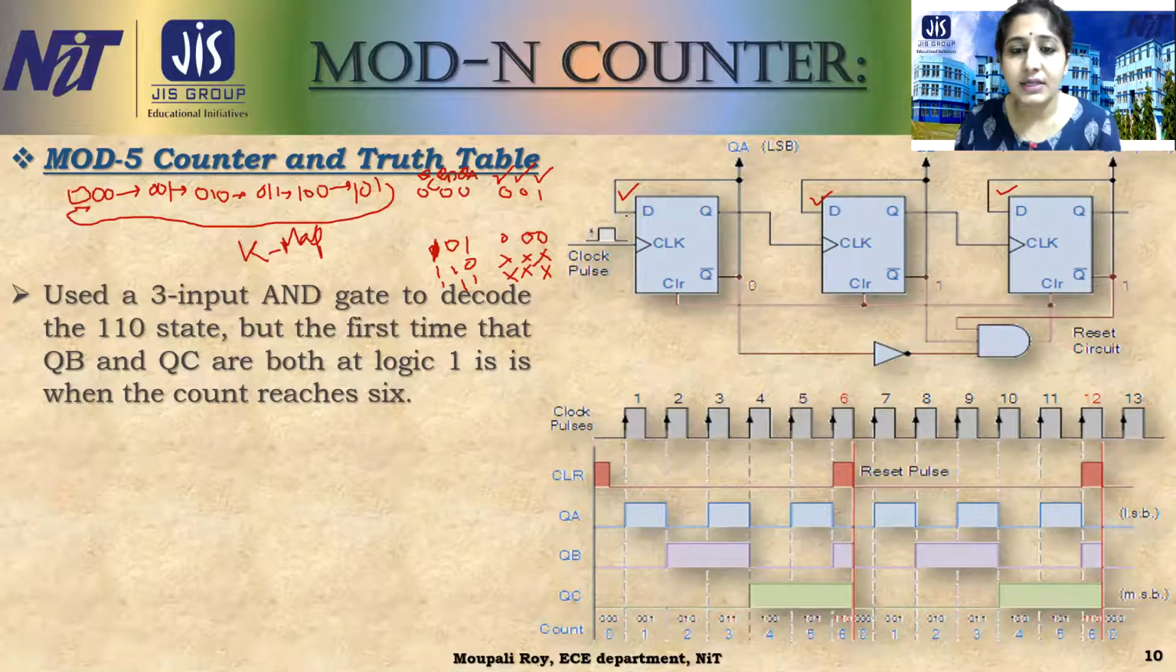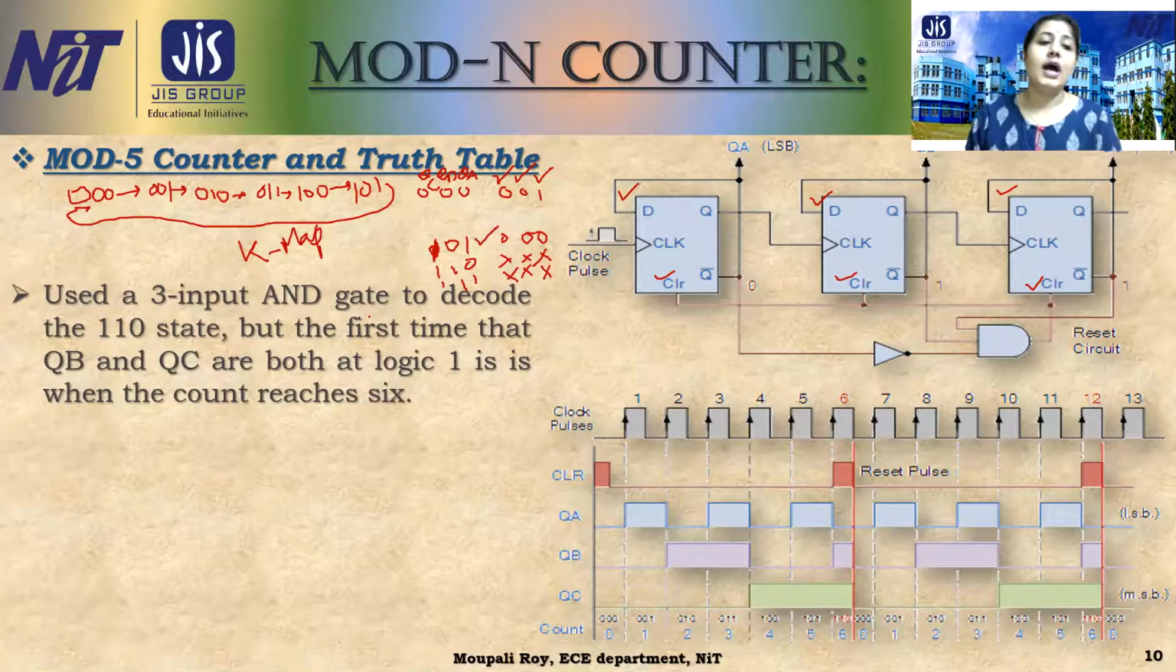So what we are getting? See, we are getting that this Q comes there. Then we are making this one, and from where we are connecting? We are connecting in the clear section. So in that way we are clearing this one, after this 1 0 1 condition.